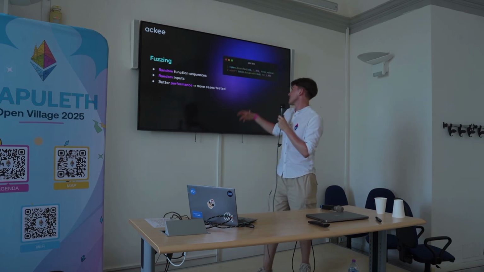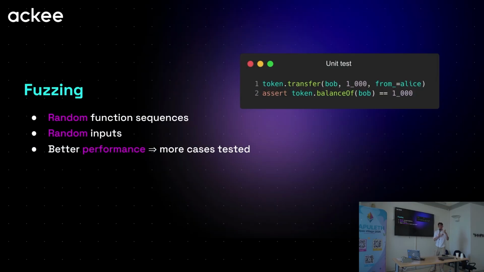Okay. For example, here you can see a simple unit test where the sender is specified and the receiver is also specified, and also a specific value is passed here. So in this case, it's 1,000 tokens. And after that, there is an assertion, as commonly used in unit tests.